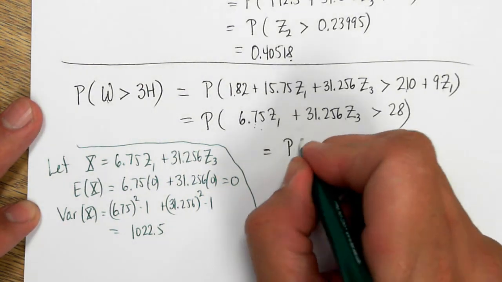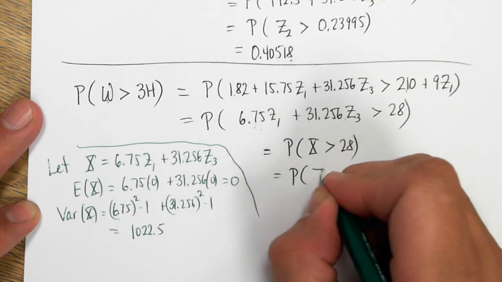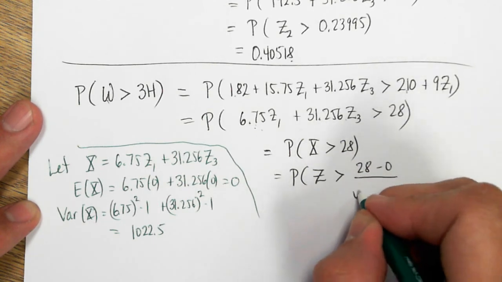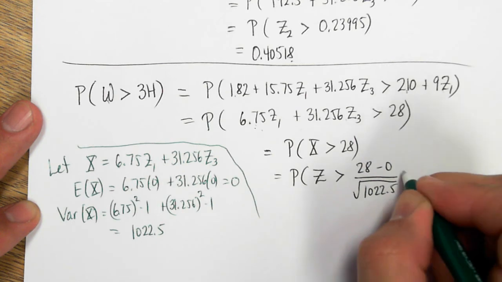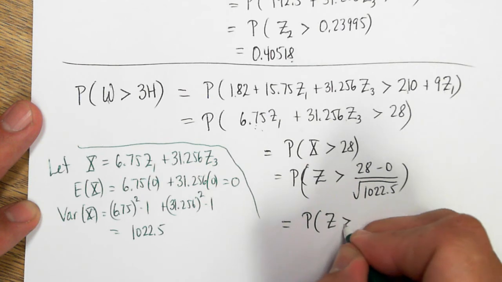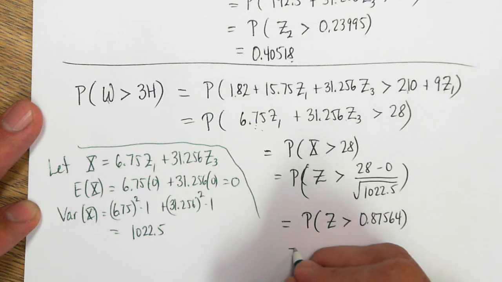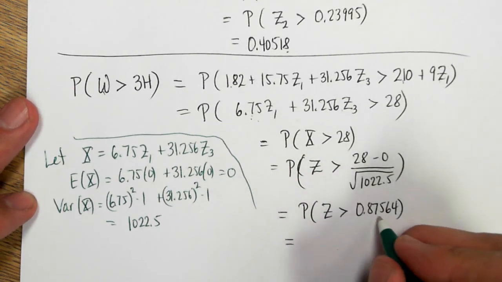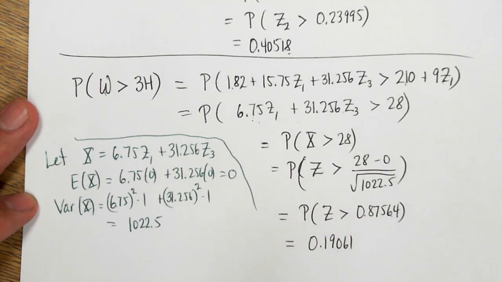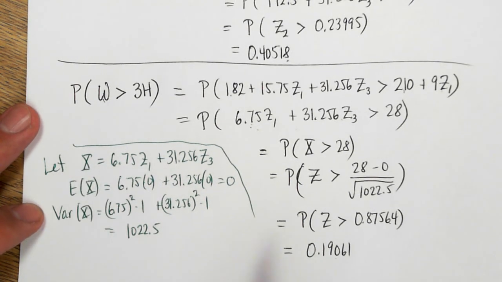So this is the probability that this random variable x is bigger than 28, and if I convert x to standard units, that's going to be 28 minus 0 over the square root of 1,022.5. Doing the arithmetic, we get z is greater than 0.87564. And so using the calculator, we find the area under the bell curve, and that works out to be 0.19061. And so the chance that the weight is more than 3 times the height in their respective units is 19%.